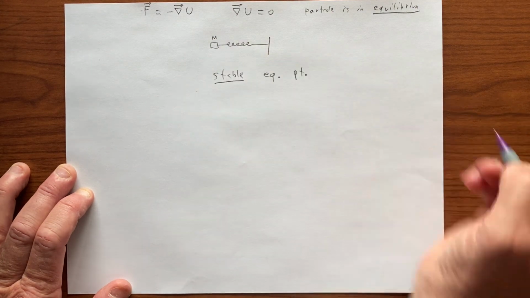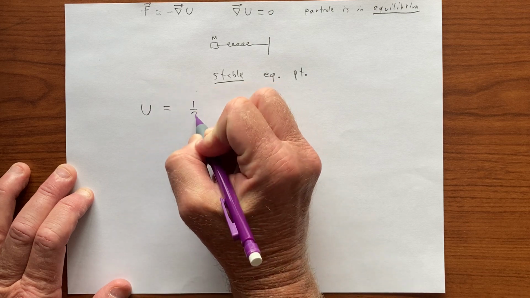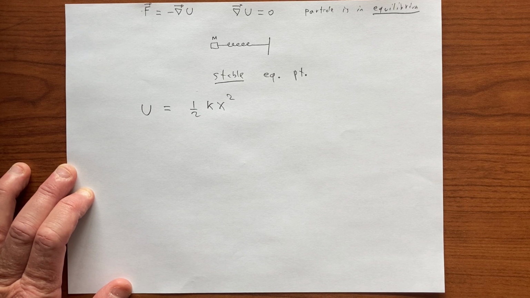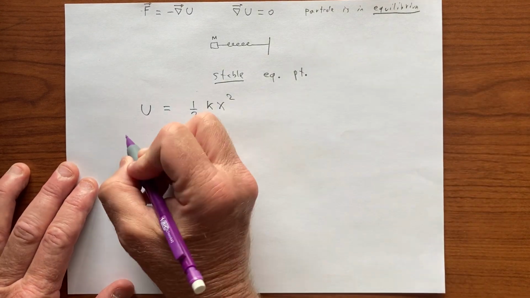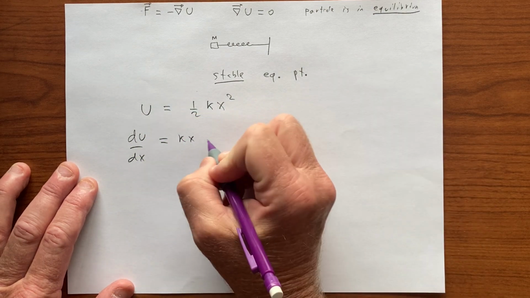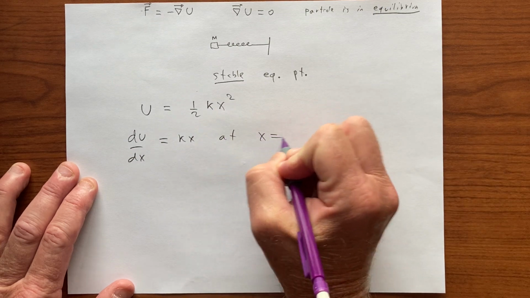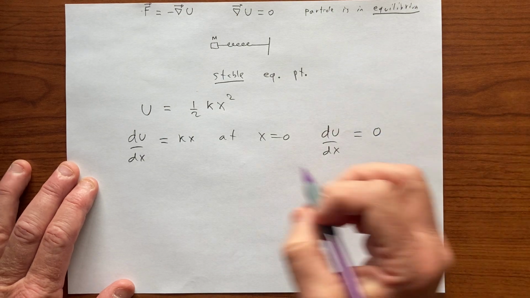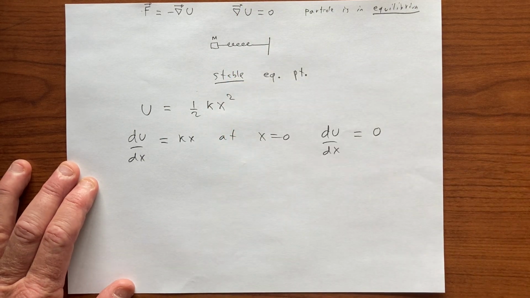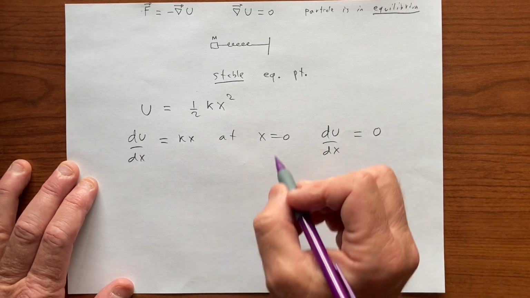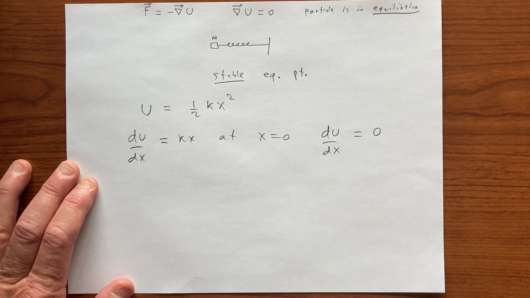So let's look at the features of stable equilibrium points. We mentioned the spring, so we know that the potential energy function for the spring is 1/2 the spring constant times x squared, so a one-dimensional spring. So dU by dx is equal to kx. At x equals 0, dU by dx is equal to 0, right? That's this condition, the gradient of the potential energy function is 0 there. So the force is 0 at x equals 0, and so that is a point of equilibrium.